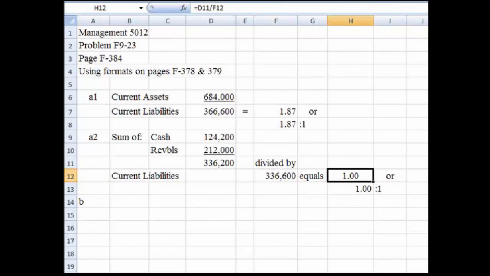Requirement B in the problem asks us to give our impression of the company's liquidity. I'm not going to give you an answer here because you need to have done the reading and understand what these ratios mean from that, and do your answer in your own words.